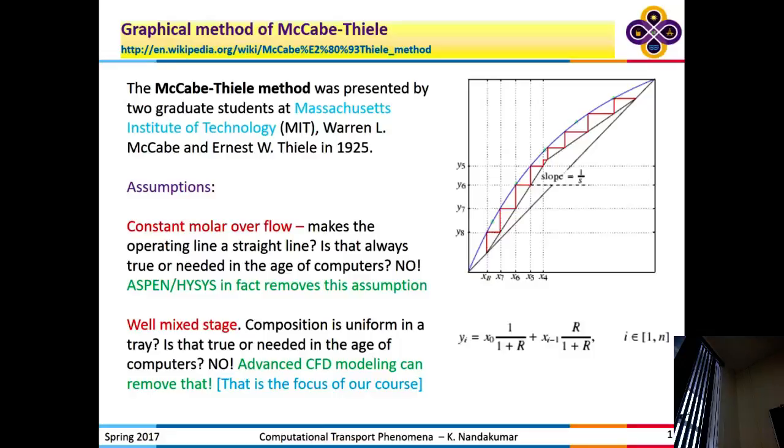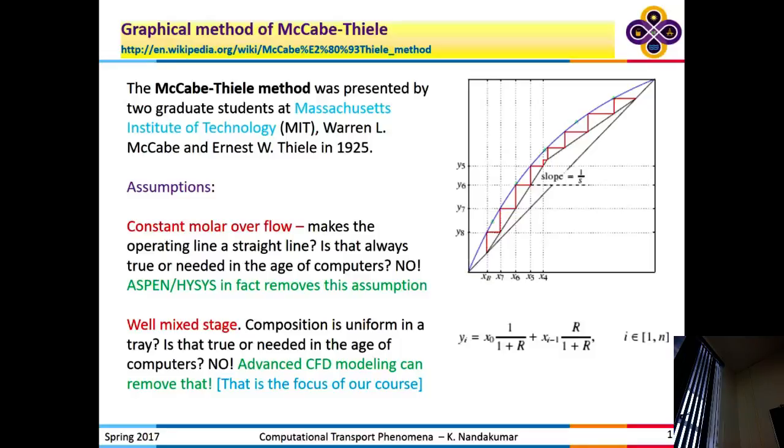This assumption hasn't been removed in Aspen. So Aspen still assumes the tray is well mixed. The composition is the same everywhere. To address that, they build into the model a fudge factor, so-called tray efficiency, that you can put in. But there is no way to predict the tray efficiency. You need to measure that from experiments. So CFD can help handle this, removing this assumption of well-mixed stage, because we know that it is not well-mixed.